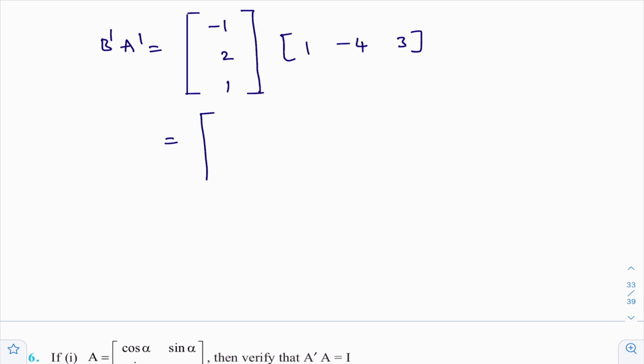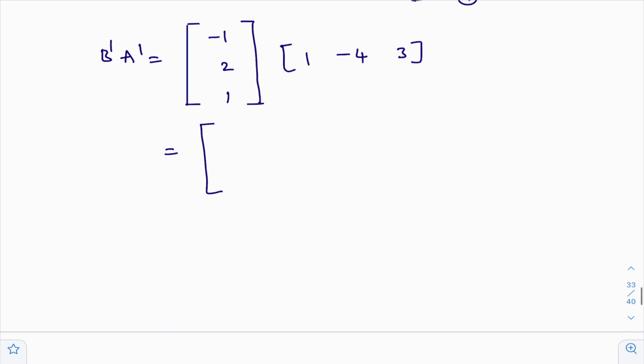How to multiply these two matrices? See, first of all, this is a matrix of order 3 rows, 1 column. This is a matrix of order 1 row, 3 columns. So matrix multiplication is possible because number of columns in first matrix equals number of rows in second matrix. After multiplying these two matrices, you will get a matrix of order 3 by 3. Yes, multiply first row, first column. Minus 1 into 1 is minus 1.